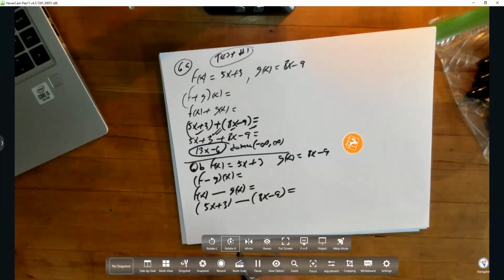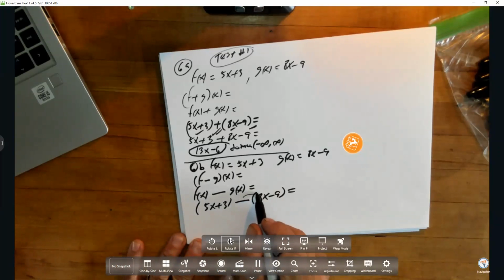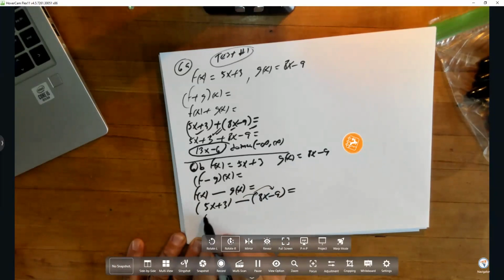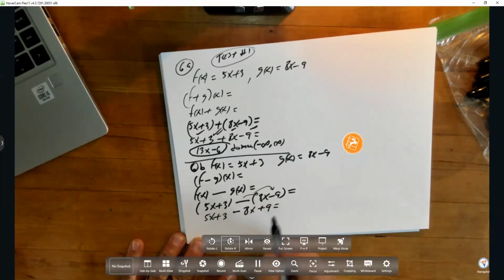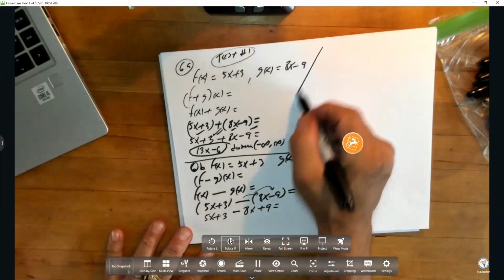So now, does this minus sign affect all these numbers right here? Yes or no? Yes. Okay, so the new numbers: a negative of a positive is a negative, and a negative of a negative is a positive. Exactly. Okay, so everybody okay right there?